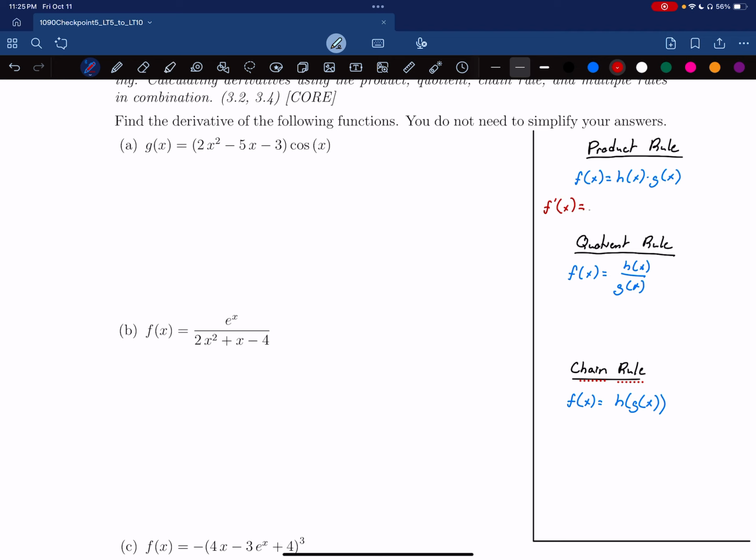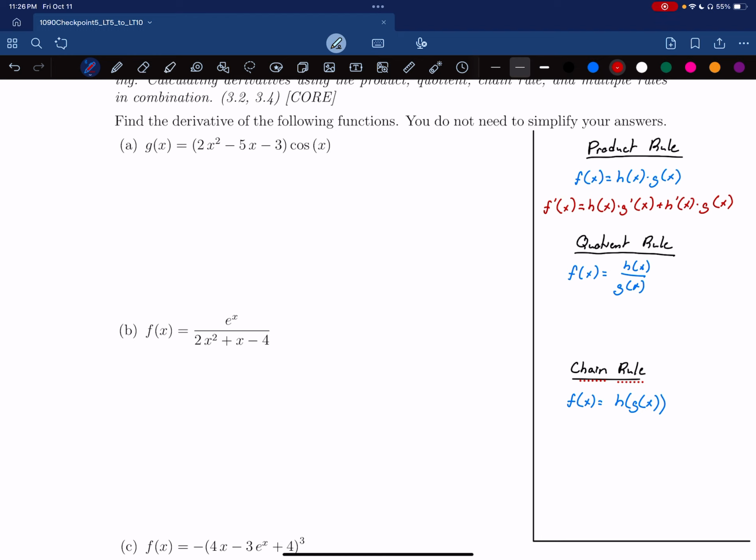So it sounds a little bit complex, but the way I like to think about it is we just have h of x times g prime of x plus h prime of x times g of x. And this can be either order, this can be flipped around as long as you have some original function times the other's derivative plus derivative times the other function, you're good. So you'll have a derivative times an original function plus another derivative times an original function.